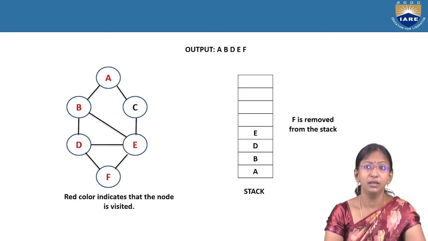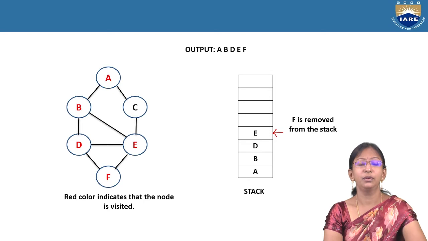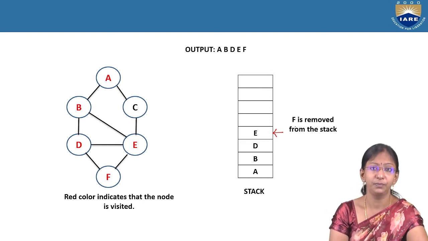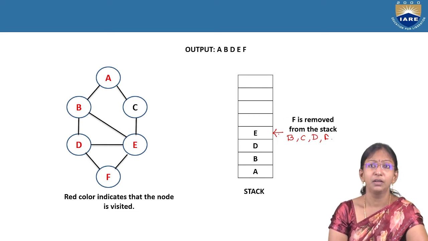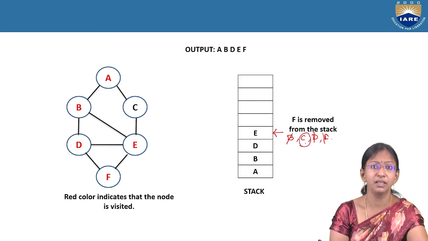Now what is the element on top of this stack? It is E, right? Now who are the neighbors of E? Let's make a note of it. So the neighbors are B, C, D and F. The same old funda, look for unvisited neighbors of E. B is already visited, D is visited and F is also visited. The only element that is left is C.